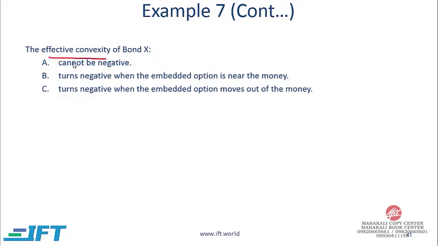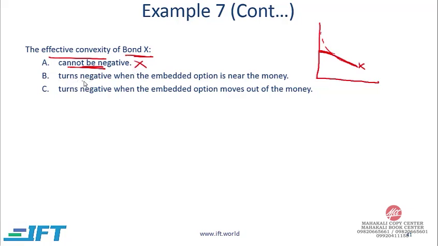Now try this. Here again, I suggest you create the sketch. This dashed line represents a straight bond. The solid curve represents a callable bond, and X is callable. The effective convexity cannot be negative. That's not true. Obviously, at low interest rates, we have negative convexity, so that's not true.